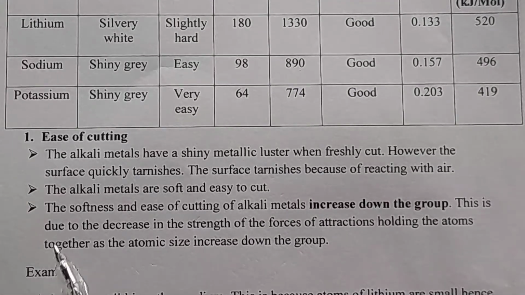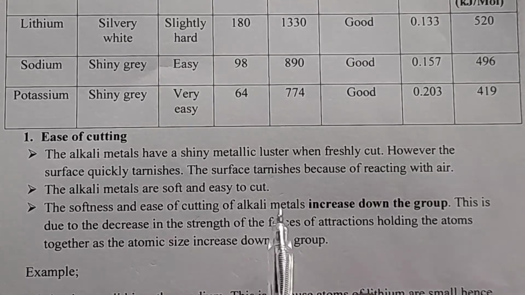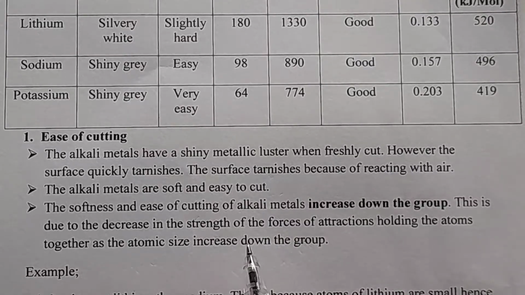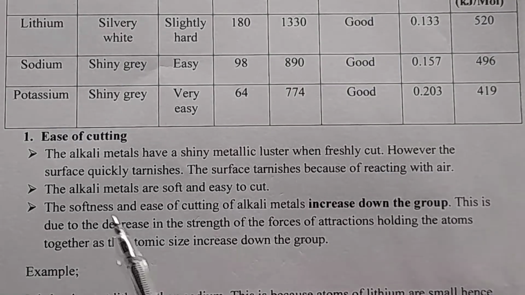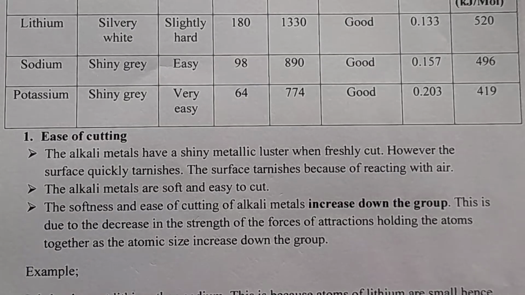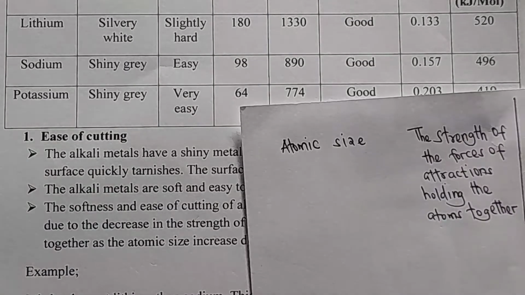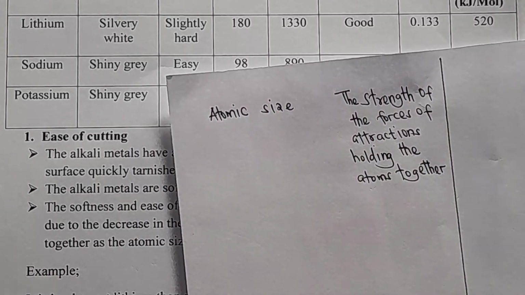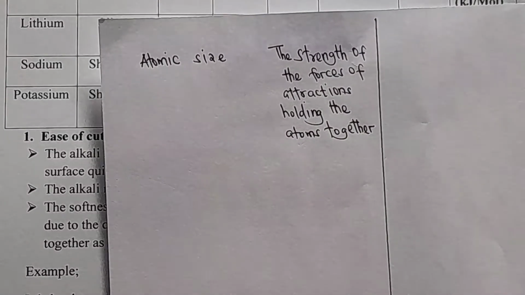Then we are told the softness and ease of cutting of alkali metals increases down the group. So during the exam, you can be told, state and explain the trends in the ease of cutting of alkali metals. So the trend will be the ease of cutting of alkali metals increases down the group. So what is the reason? To get the reason, we are supposed to relate two things: the atomic size and the strength of the forces of attraction holding the atoms together.